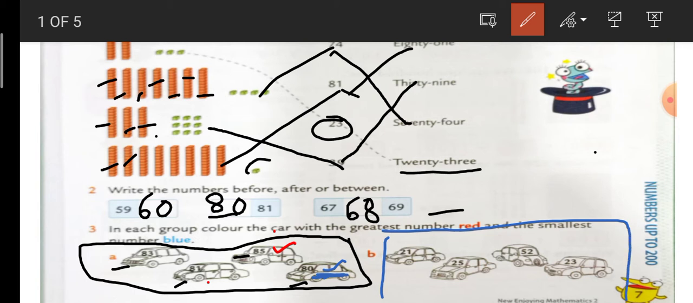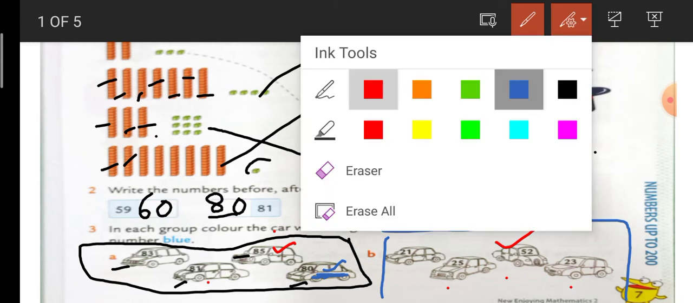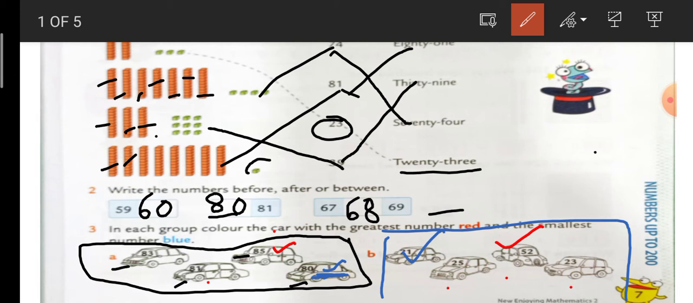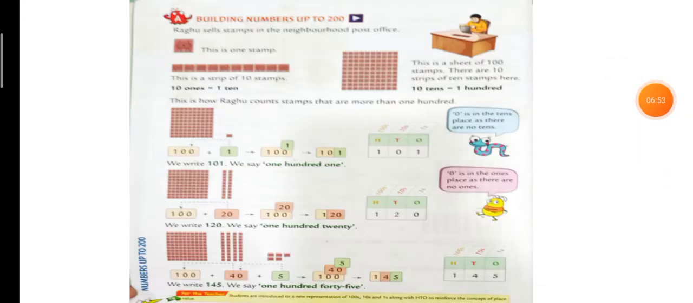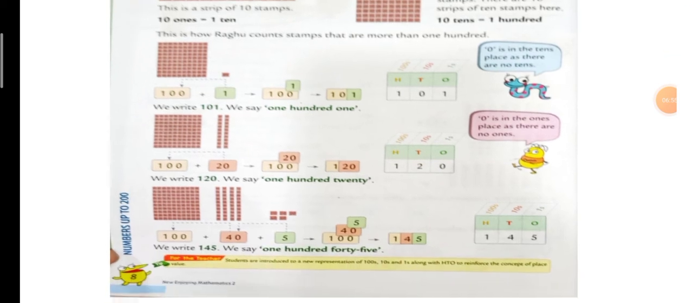This is one group, children. Now the greatest number in red. So let us take out a red color. 21, 25, 52, 23. So we have 52 is the greatest number, and the smallest number in blue, that is 21. Okay, done. Now let us go to the next page. Now children, this page again the same thing.